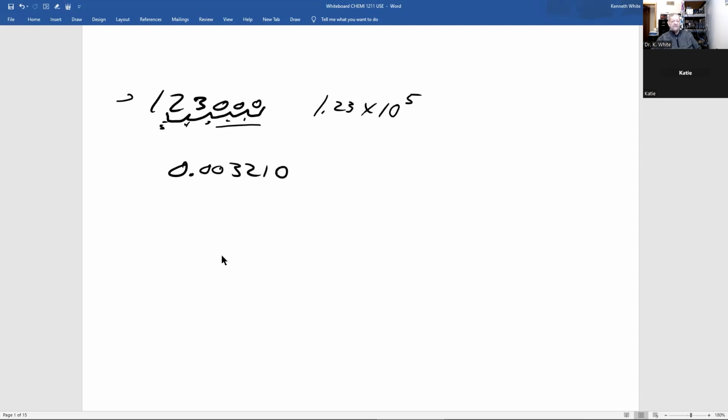Now, this number, to write it in scientific notation, move the decimal to the right of the first non-zero number. Lead zeros are dropped. But here's my decimal point. Zeros after the non-zero numbers, like here, are kept. And I moved that 1, 2, 3. This number is less than 1. It's negative, and that's how you do it. And I went through this.